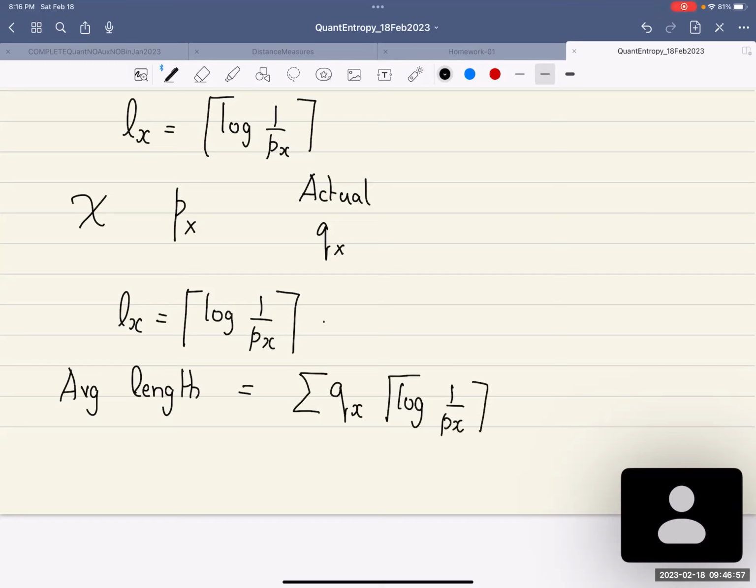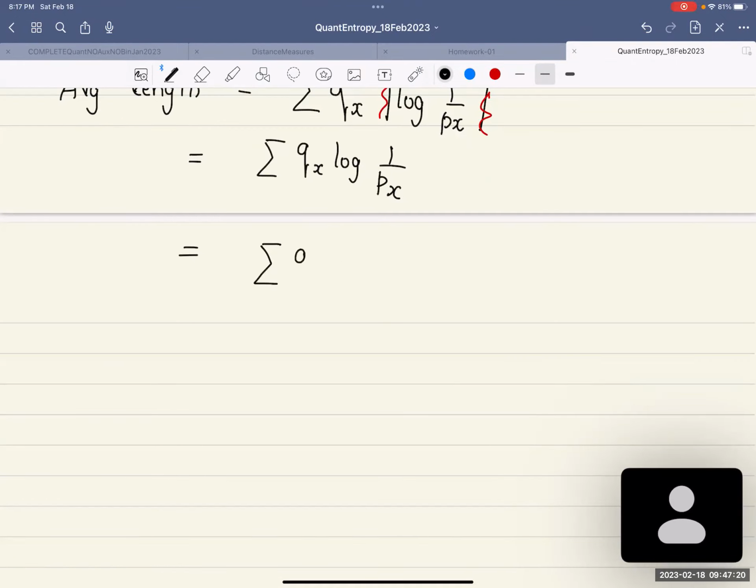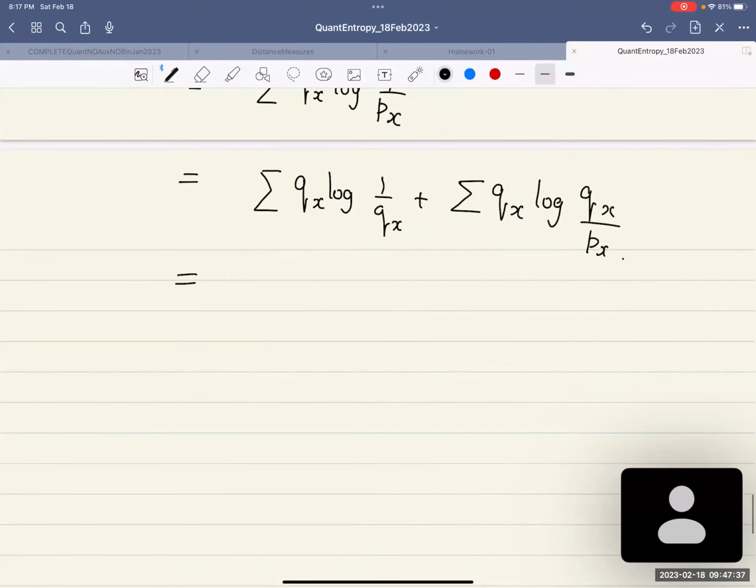For simplicity, let us forget the ceiling for the moment, because I want a quantity of interest. So what do you get? You get qx log 1 by px. This is your average length when you start working on the system. This can be written as qx log 1 by qx plus qx log qx by px. All that I've done is add and subtract qx log qx. So this is the entropy of q.